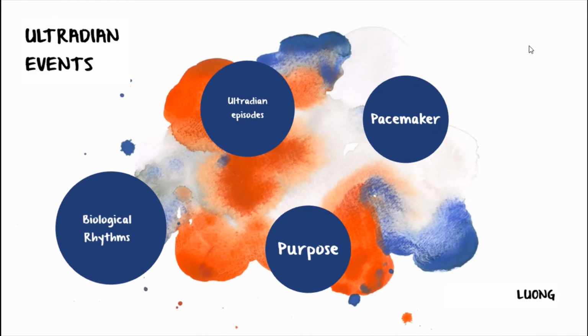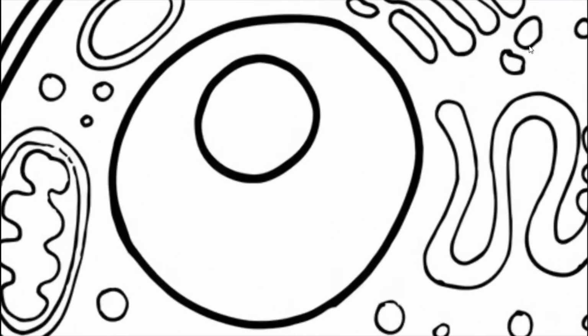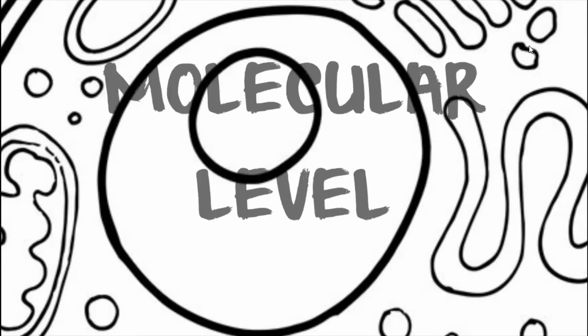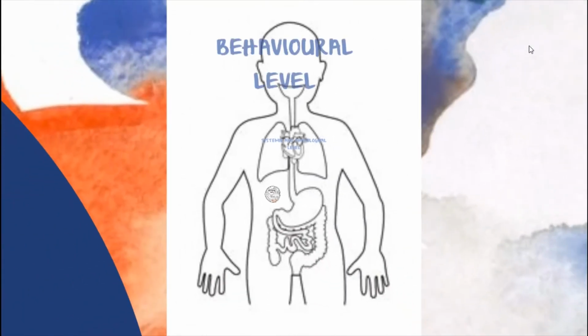So these ultradian episodes, we know they have a period of less than 24 hours and exist in almost all species of animals. They also exist on all levels of functioning, from the molecular level to the cellular level, on a systemic and physiological level, and a behavioral level.